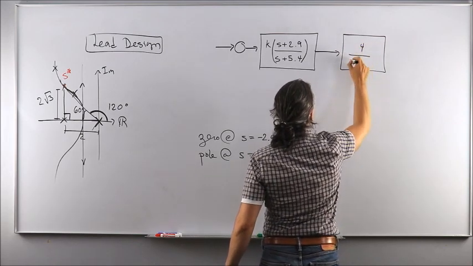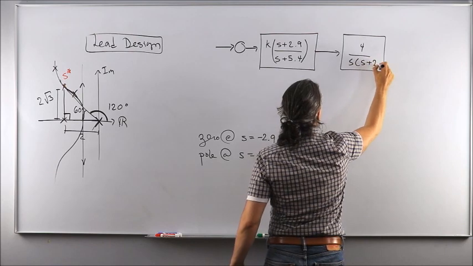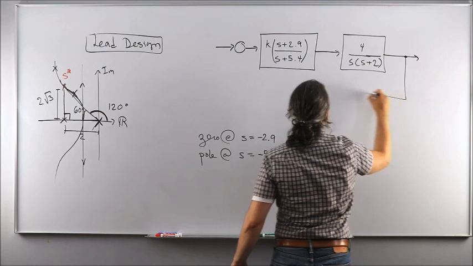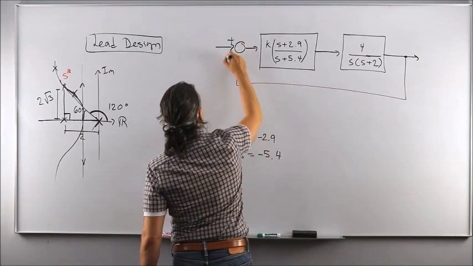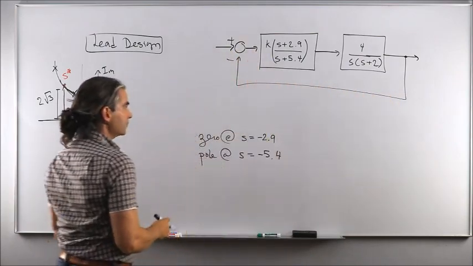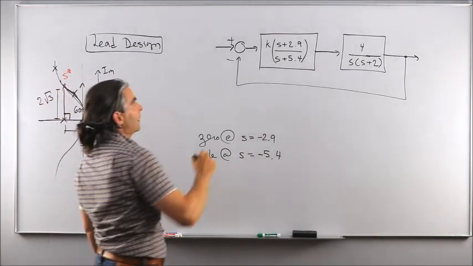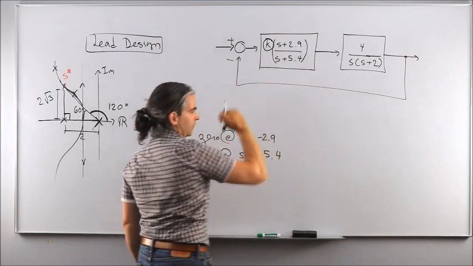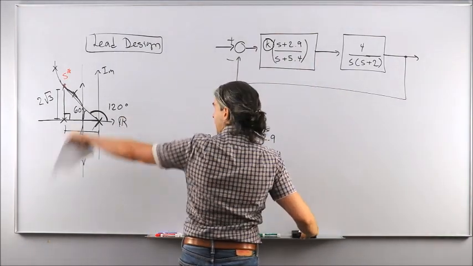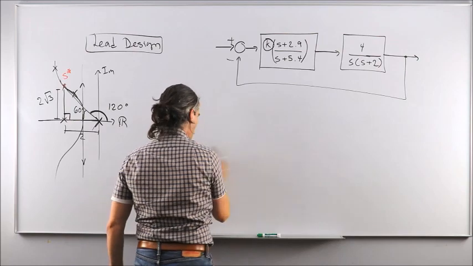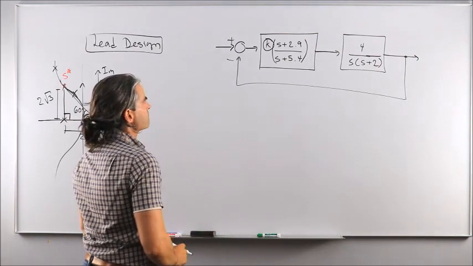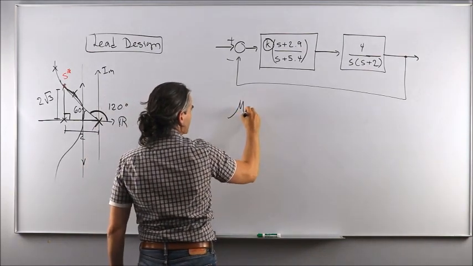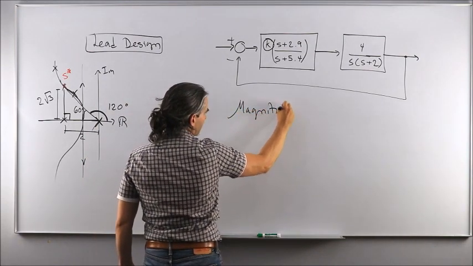That was 4 over S times (S + 2), if I'm not mistaken. And then we're closing the loop on those two. Bing, bada, bang, off we go. So the last part to figure out is the gain here, to make sure that the closed loop poles stop exactly at S star in the complex plane. Okay. The trick here is to use what's known as the magnitude condition to do that.